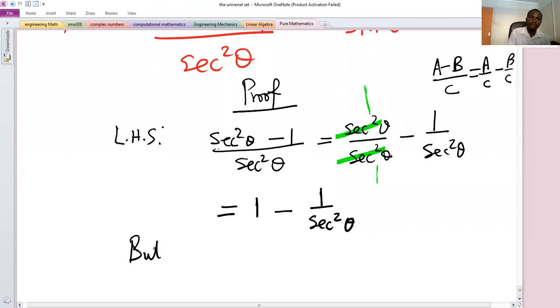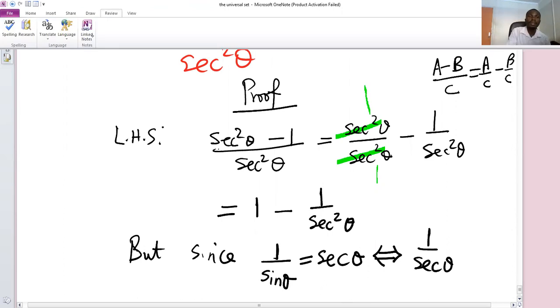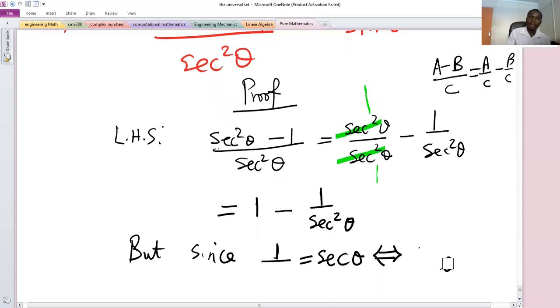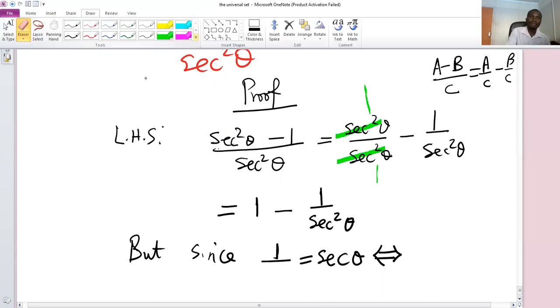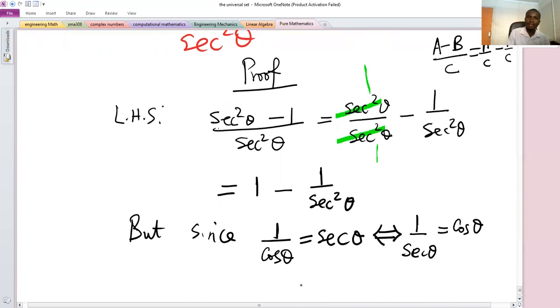But since 1 over sine theta equals to sec theta, then this is the same thing as saying 1 over sec theta. 1 over sine is 1 over cos is what is sec theta, not sine. Sorry for that. So since 1 over cos theta is equals to sec theta, then 1 over sec theta is the same as cos theta. So which implies that 1 over sec squared theta is the same as cos squared theta.